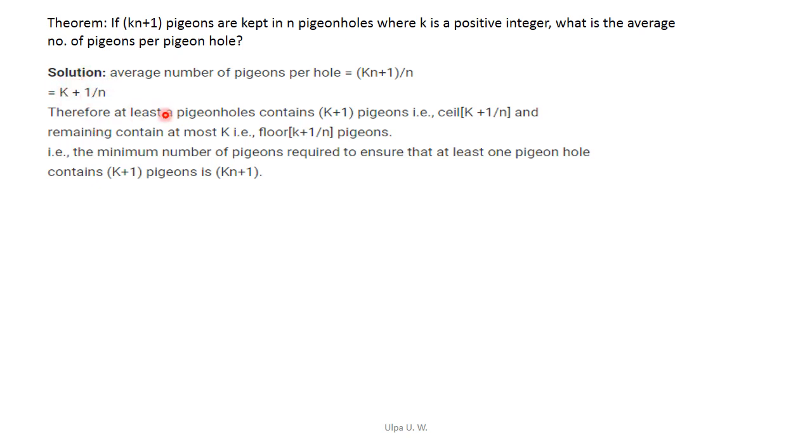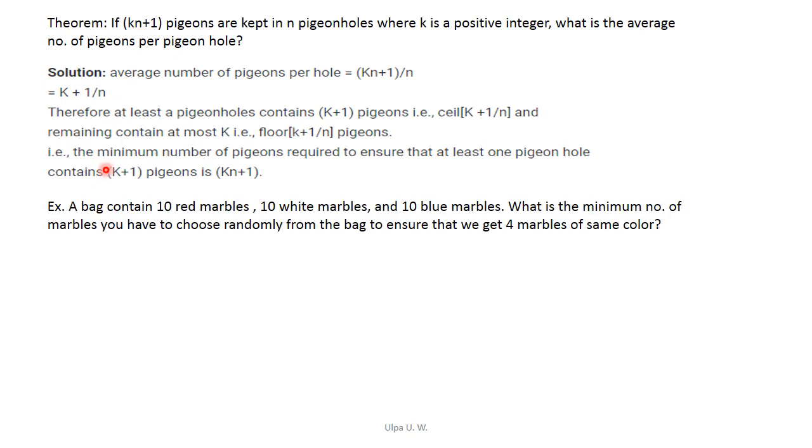So therefore at least one pigeonhole will contain the ceiling of k plus 1 by n, that value is k plus 1. So at least one pigeonhole will contain k plus 1 pigeons, and the remaining pigeonholes will contain k pigeons, which is nothing but the floor of k plus 1 by n. The minimum number of pigeons required to ensure that at least one pigeonhole has k plus 1 pigeons is kn plus 1. Either you can use this result or you can use the theorem as it is. Now we'll see an application of this theorem.